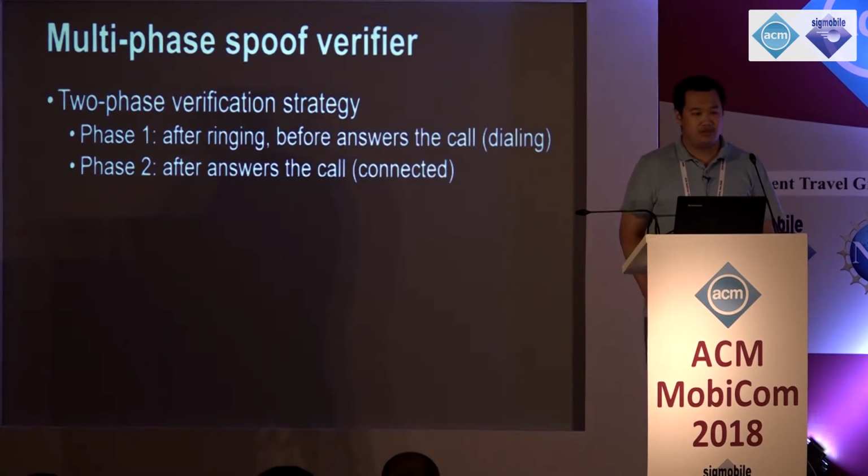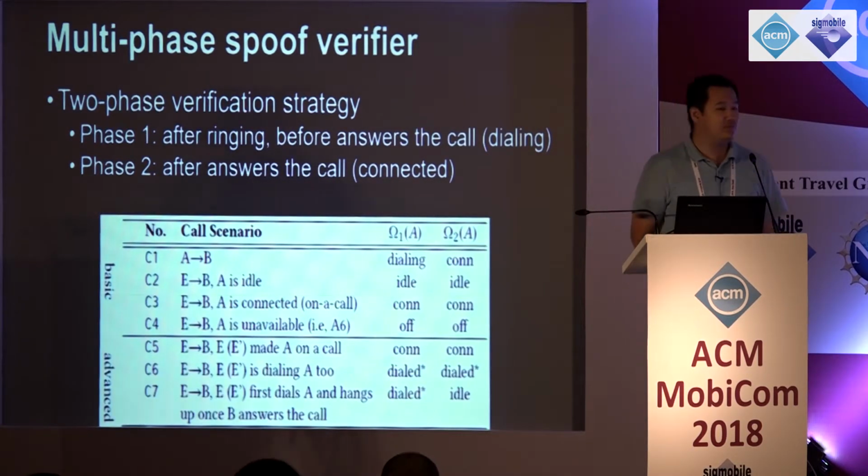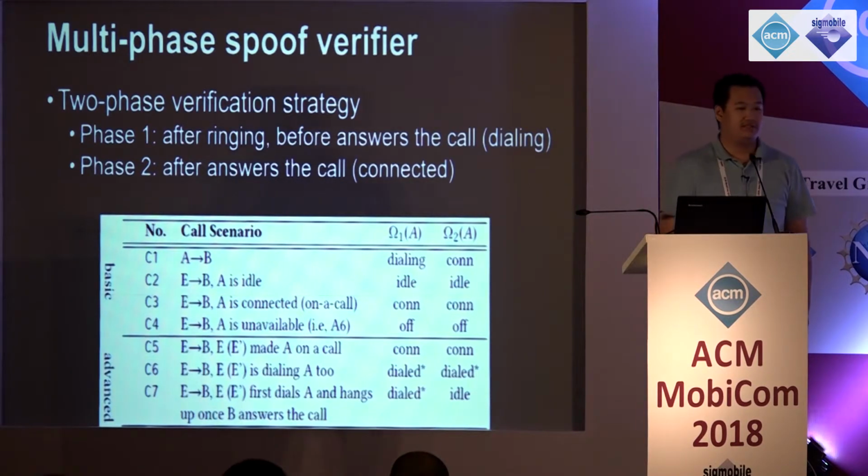And when Bob answers this call, we make a second call. So this means that the caller state in phase 1 is dialing state, and in phase 2 is connect state. This table summarizes the possible call states of Alice, and we can see C1 is the normal case, which means dialing in phase 1 and connected in phase 2.